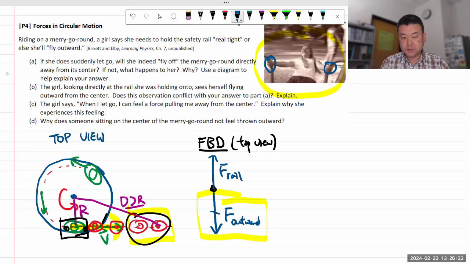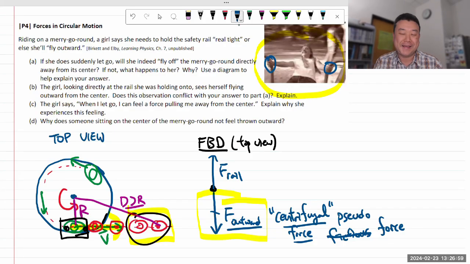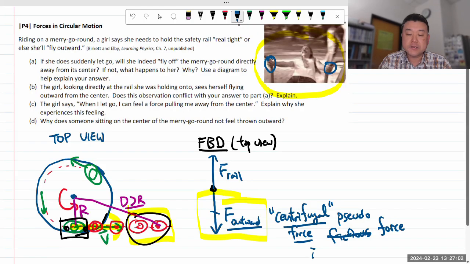So if you're taking this situation seriously and trying to think about where this outward force comes from, the answer is it doesn't come from anywhere. And if you are tempted to answer centrifugal force, this is what we call a fictitious force or a pseudo force. I think pseudo force sometimes sounds a little bit better because it sounds smarter. I don't know. A pseudo force happens in an accelerating frame.